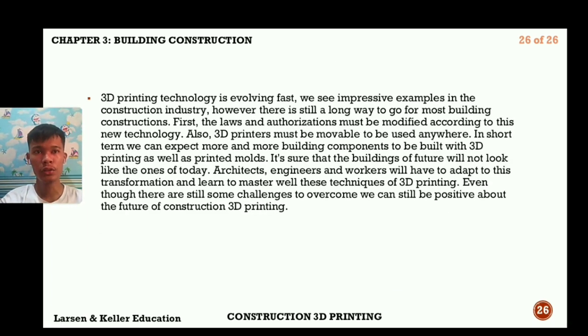3D printing technology is evolving fast. We see impressive examples in the construction industry. However, there is still a long way to go for most building constructions. First, the laws and authorization must be modified according to this new technology. Also, 3D printers must be movable to be used anywhere. In the short term, we can expect more and more building components to be built with 3D printing as well as printed molds. It's sure that the buildings of the future will not look like the ones of today.